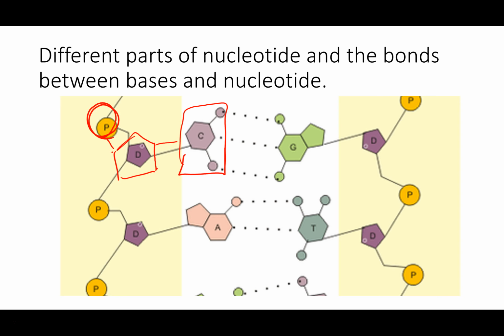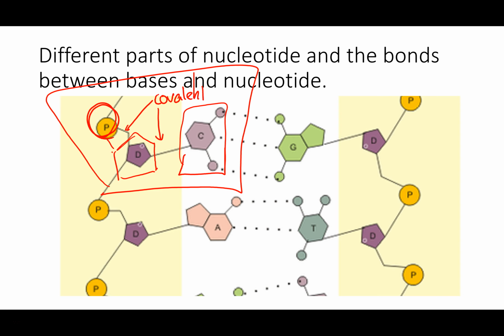Next, you need to know the bonds. This is one nucleotide. The bonds in between the nitrogenous base, the pentose sugar, and the phosphate group, all these black solid lines, are covalent bonds. Okay, covalent bond. How about this solid line then? Also covalent bond.